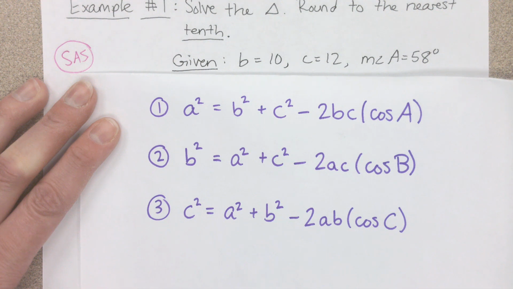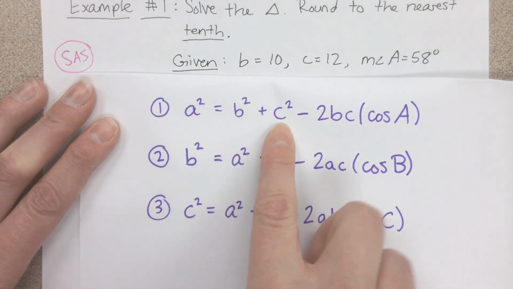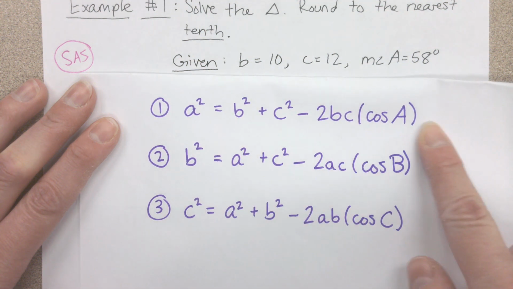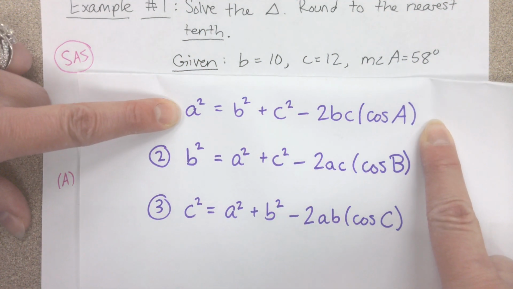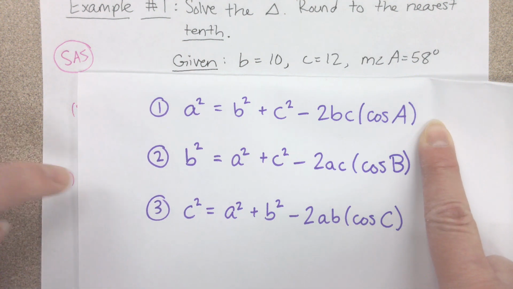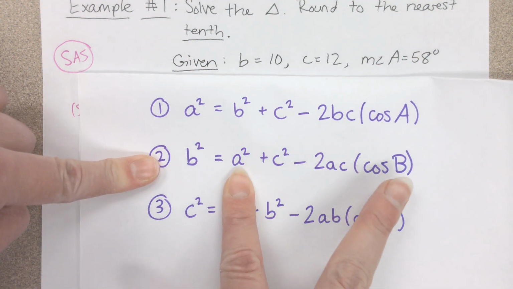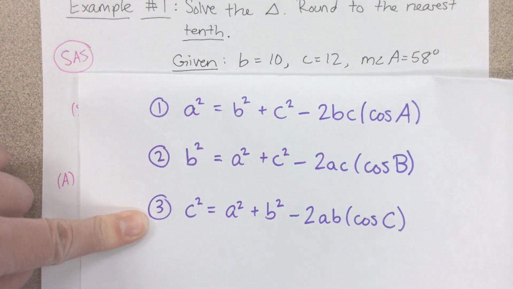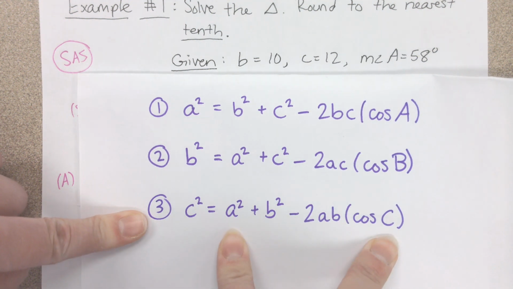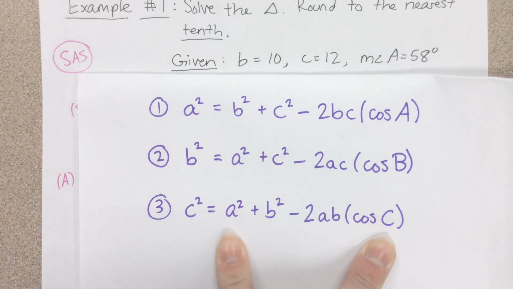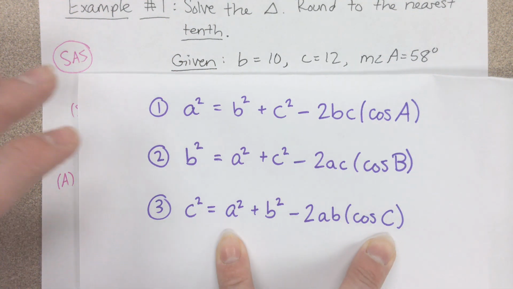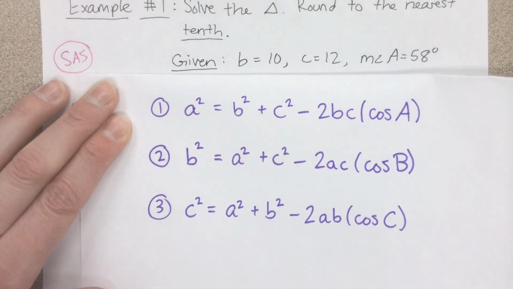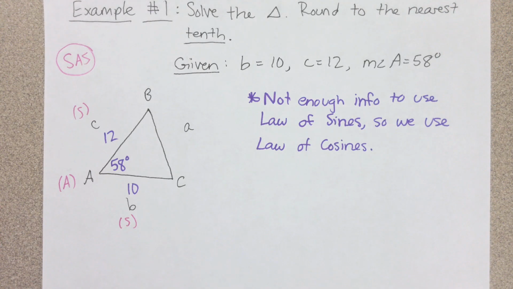Does anyone see which formula we should use here? Yes. The first one. We know b, c, and angle A, so we know everything over here. We're just missing the a. If I try to use 2 or 3, 2, I'm missing b and angle B, can't use it. And then 3, I'm missing c and angle C. If you have 2 things missing, you can't use the formula. You can only have one thing missing at a time. So we're going to use the first version of the formula.